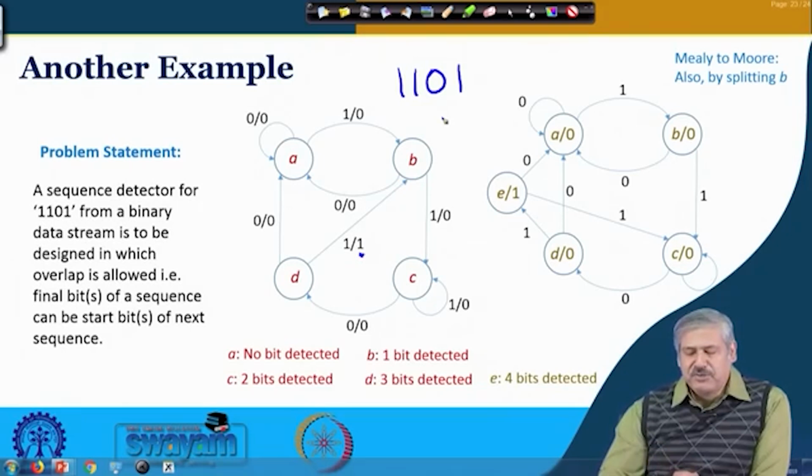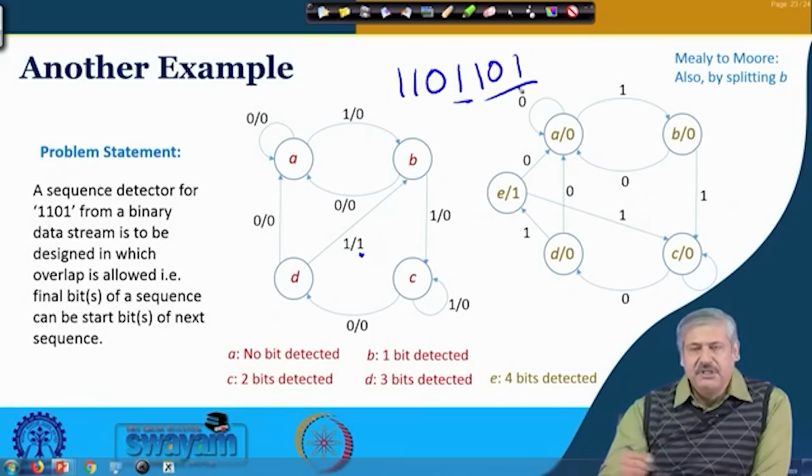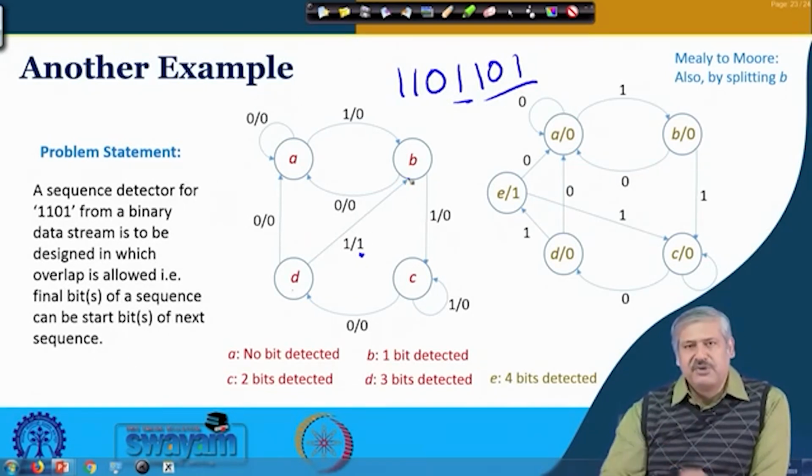Now, when this output is 1, after that where the circuit should go? Okay. The circuit should go to a state which says that 1 bit is already detected properly, because after that if you get 1 0 1, then you are doing right, okay, because of this overlapping. So, after D with a 1 it is going to B. Is it fine? So, this is your Mealy model based circuit. So, 4 states are required.